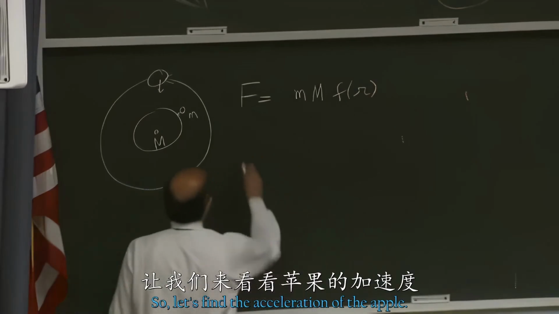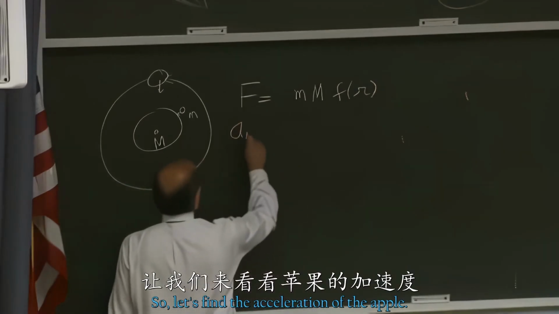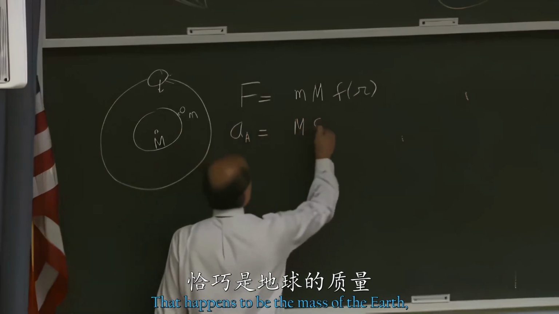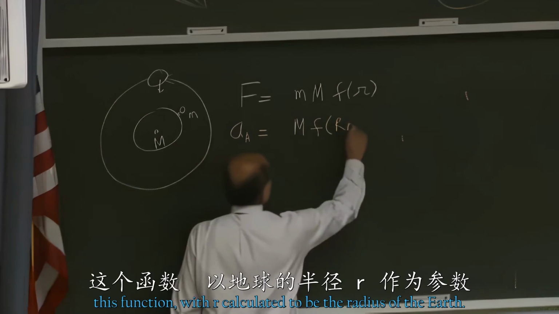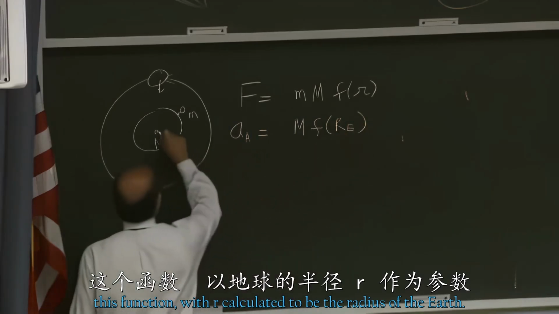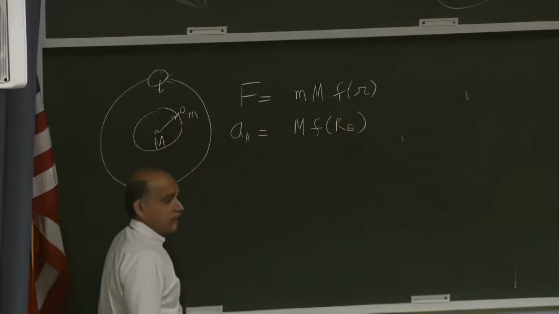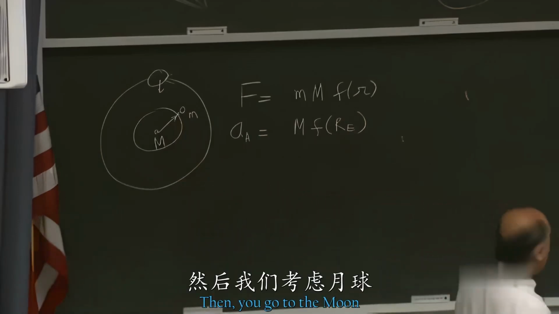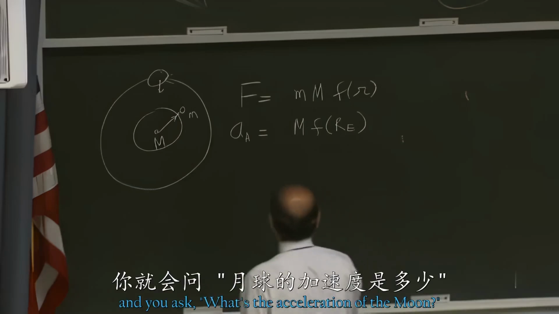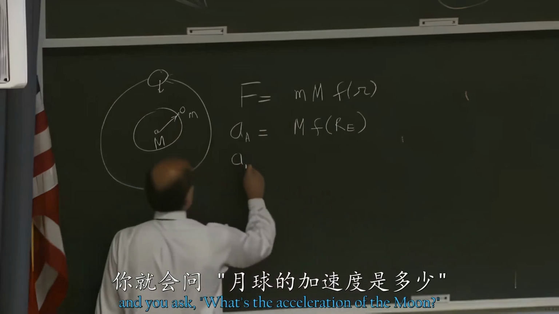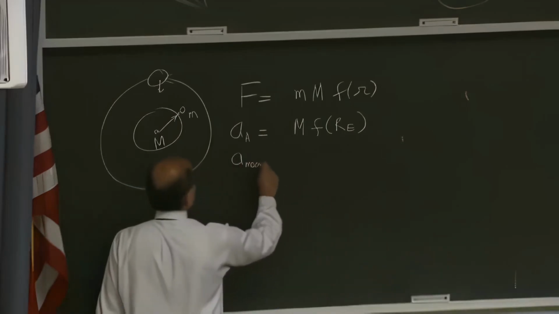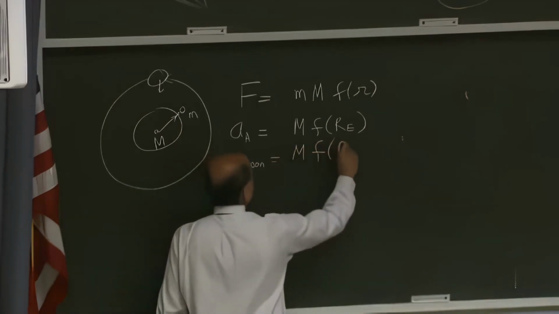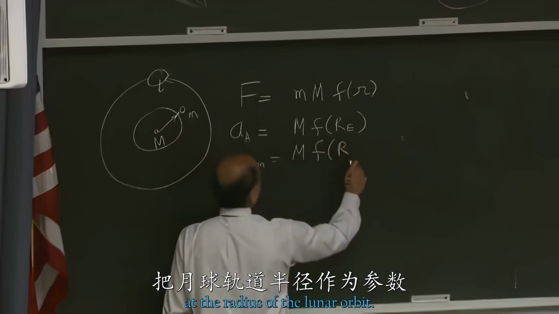All right, so let's find the acceleration of the apple. That happens to be the mass of the Earth, this function with r calculated to be the radius of the Earth. Then you go to the moon and you ask, what's the acceleration of the moon? It's the mass of the Earth times the same function at the radius of the lunar orbit.